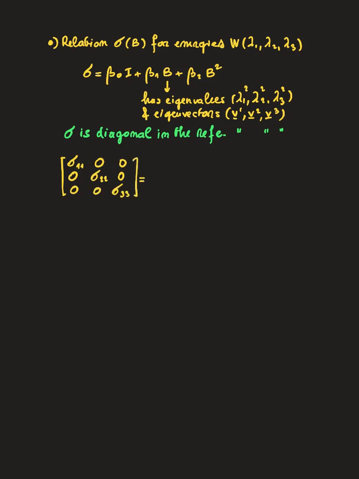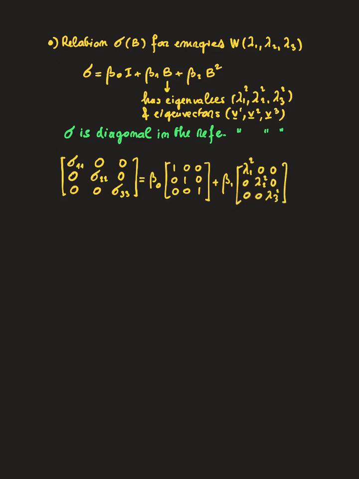Now this is equal to what? Well, let me write the 3 expressions that are written above there. We have beta naught, and here you have 1, 0, 0, 0, 1, 0, 0, 0, 1. So this is the first piece, beta naught times the identity. Then plus beta 1. Also this is the one I was telling you before. So we have lambda 1 squared, 0, 0, 0, lambda 2 squared, 0, 0, 0, lambda 3 squared. So this would be the B term.